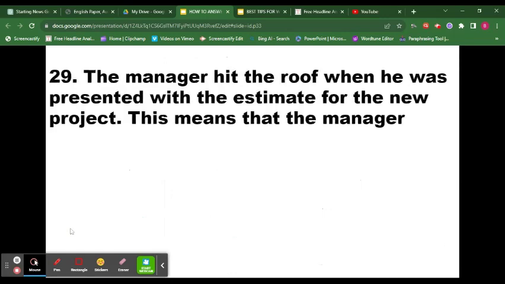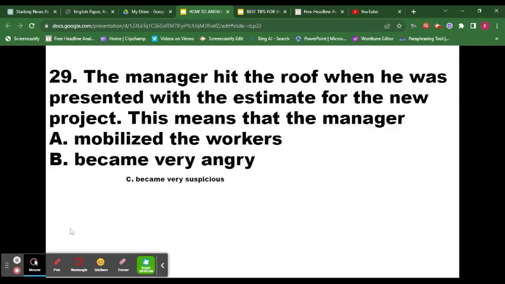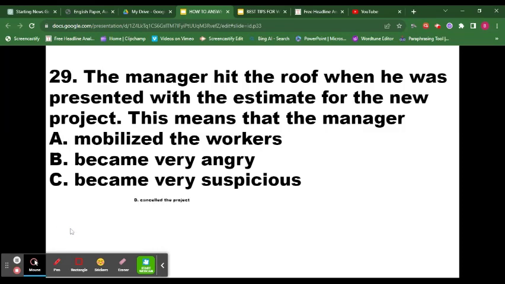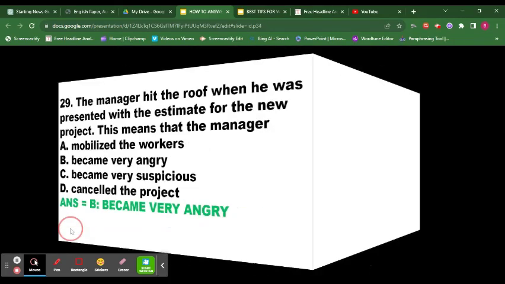Moving on to question 29, the manager hit the roof when he was presented with the estimate for the new project. When you hit the roof, you are angry. This means that the manager, A, mobilized the workers, B, became very angry, C, became very suspicious, and D, canceled the project. Of course, the answer is B, became very angry.